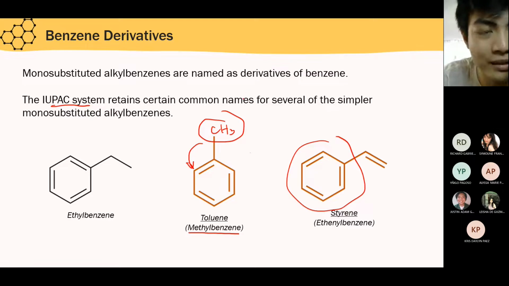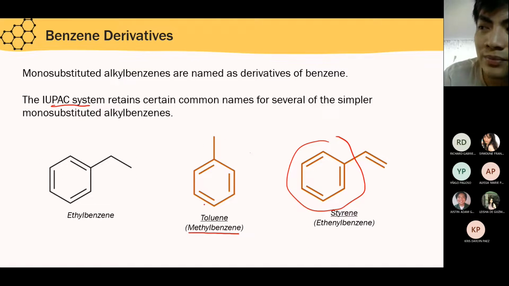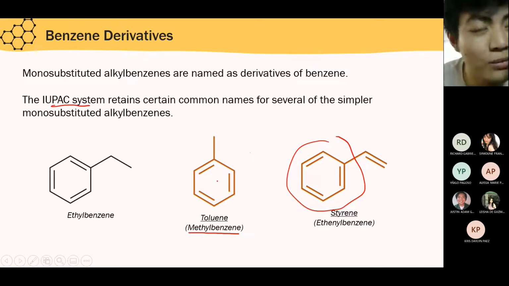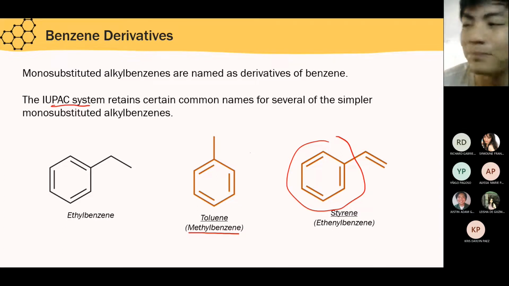You identify the parent name. Okay? So, ganun lang. Very simple. The common name of methylbenzene is toluene. Okay? And you have to remember that. Kailangan kabisaduhin nyo yan na kapag ganyan yung itsura, toluene ang name niya. Methylbenzene or toluene. Because mostly, kapag benzene derivatives, we use the common name.